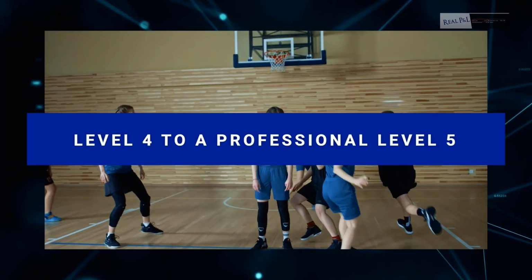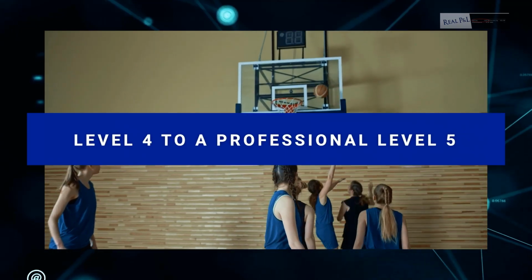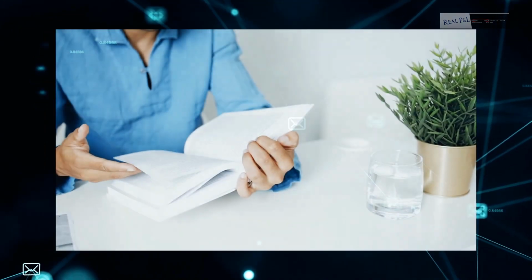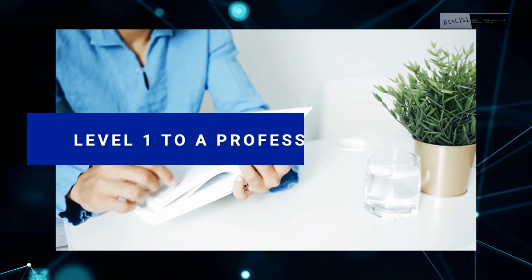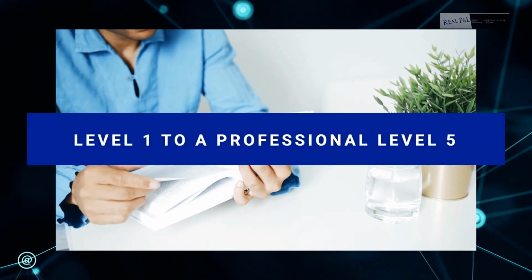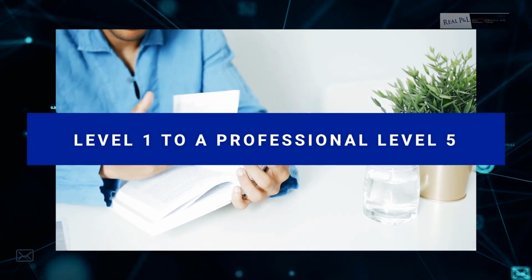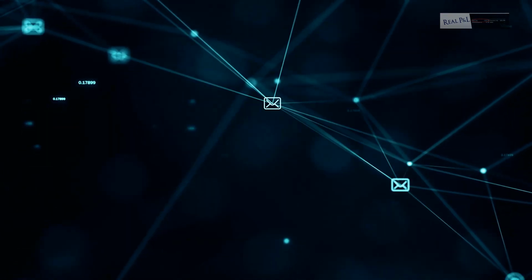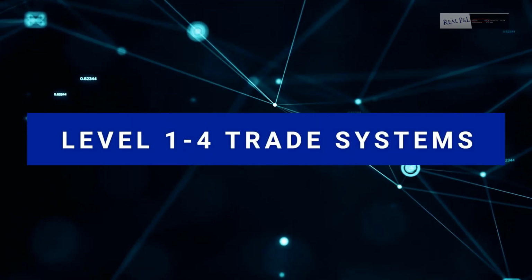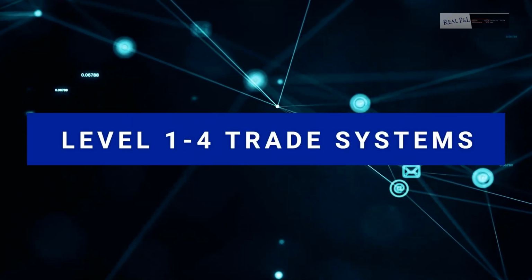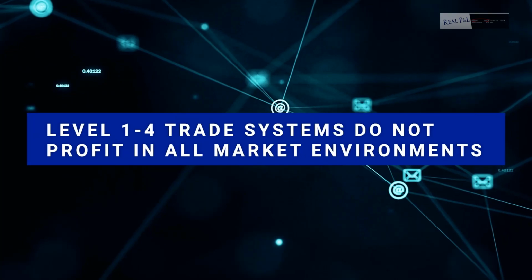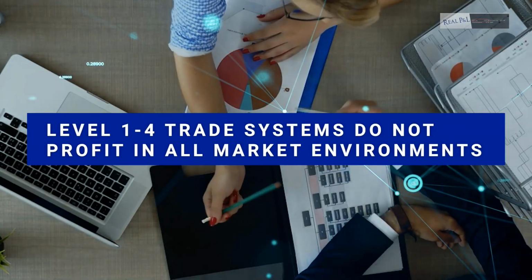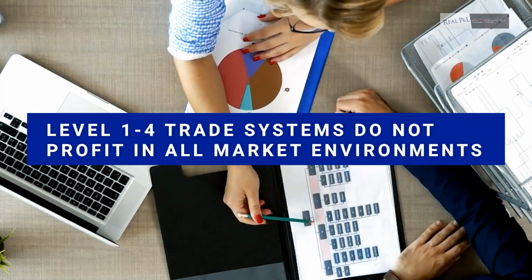Level 5 is kind of like moving from a college athlete level 4 to a pro level 5, except when it comes to applying these trade systems, you can cut in line and go from grammar school level 1 directly to the pros because the trade plans have etched in stone rules to follow. Now, level 1 through 4 trading systems do not profit in all market environments, and the only place to access level 5 trades and see real P&L is here on my channel.